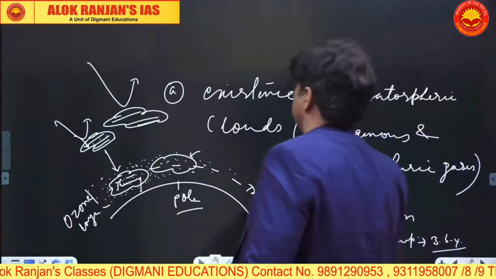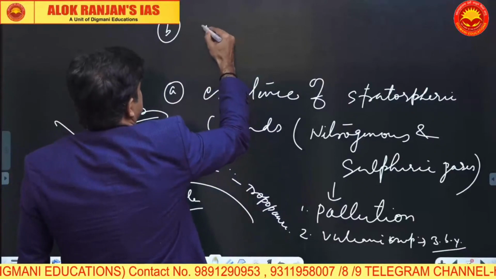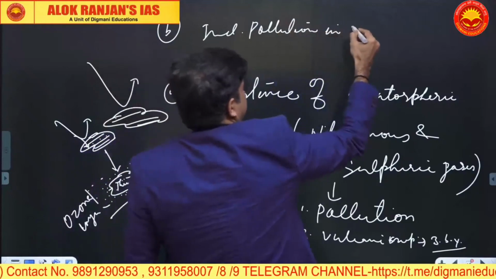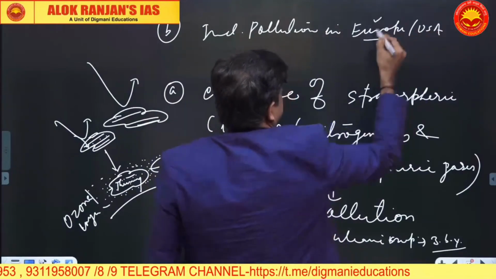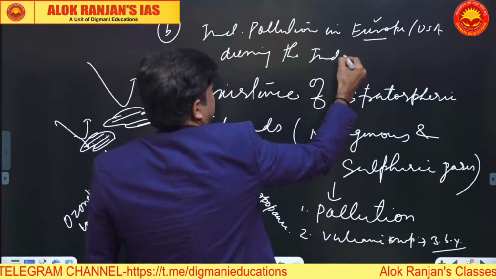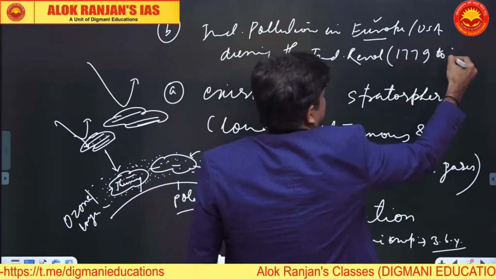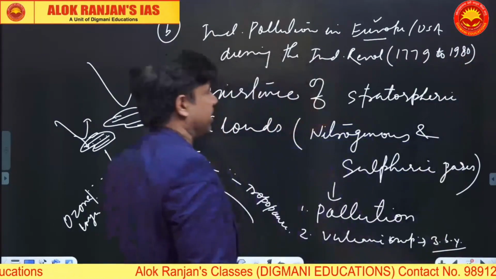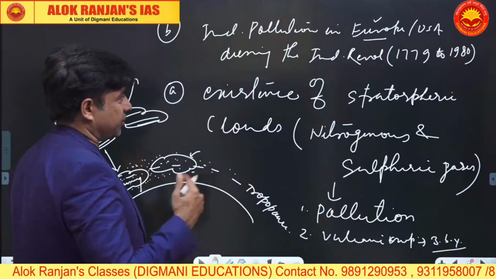Okay. Now second cause is industrial pollution in Europe, USA, mainly Europe, during the Industrial Revolution, that is 1779 to 1980, let's say. So industrial pollution in Europe.